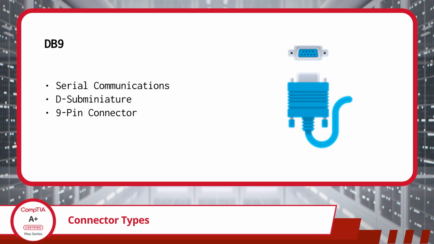It is often found on devices such as computer serial ports, modems, printers, barcode scanners, point-of-sale systems, and industrial equipment for transmitting data over serial communication protocols. Despite being larger and less common in modern computing, the DB9 connector remains relevant in specific industries and applications where serial communication is still widely used.